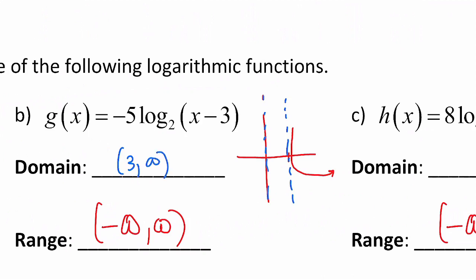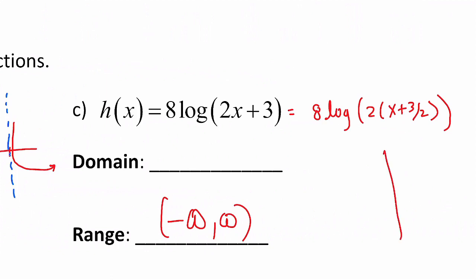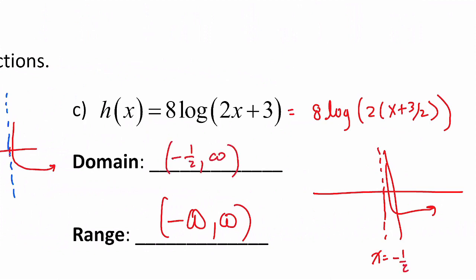And then one last one. Here, we just gotta make sure to notice that, hey, there is something in front of my x, and I should probably factor that out. So if I rewrite this, I should have 8 log of 2 times x plus 3 over 2. Now that I factored it completely, I can see a horizontal translation left by 3 halves, which means figuratively the graph itself here is moving to the left by about 1.5 units. So right about there, we have a vertical asymptote at x equals negative 1/2, which infers that my domain is from negative 1/2 to infinity.